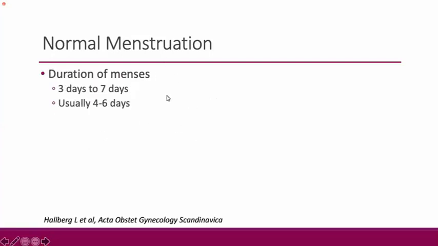Duration. When you start bleeding, it should last at least 3 days to a maximum of 7 days. The majority will be only about 4 to 6 days. So if you are bleeding more than 7 days, it's abnormal. If you're bleeding less than 3 days also, it's abnormal.